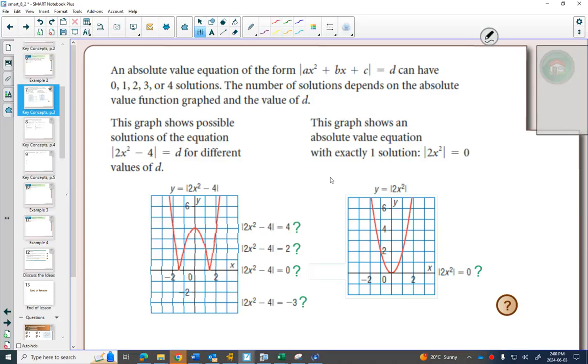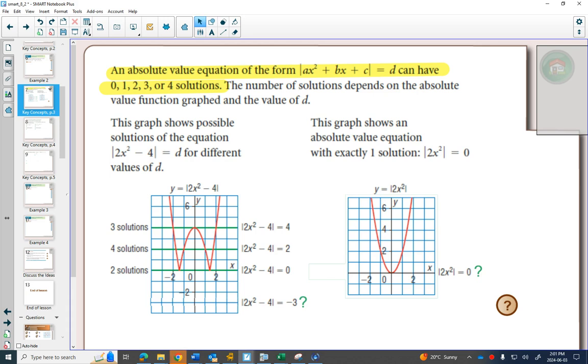On page 634, I would like you to highlight this, and we saw this already in our construct the understanding. Graphically, depending on where you draw the horizontal line, you could have, in this situation, 3 solutions where it gets 3 times. You could, at 2, have the graphs intersect 4 times and have 4 solutions. You could have 2 solutions either here at 0 or higher up. Do you see that if you had it higher up, you'd also have 2 solutions? And of course, if the absolute value is equal to a negative, there's going to be 0 solution.